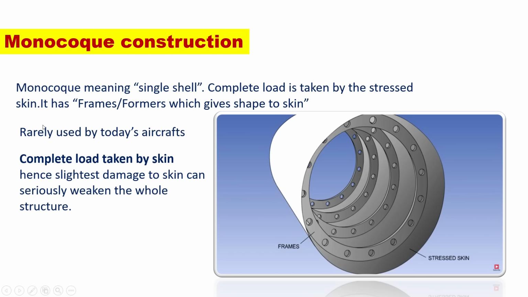This is rarely used in today's aircraft because we have another thing that is even stronger and much better. The complete load is taken by the skin, and the slightest damage to the skin can seriously weaken the whole structure. Even if the slightest damage happens to the skin, it can seriously weaken the structure, because obviously the whole load is being taken by the skin. So if there is a slight damage to the skin, the whole structure suffers.